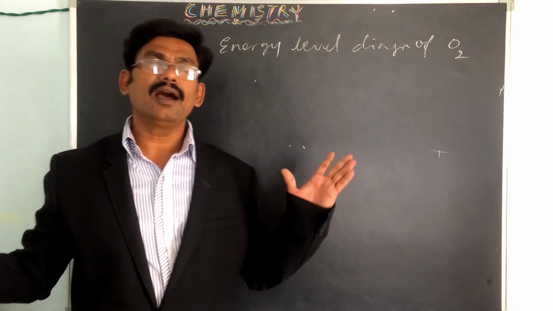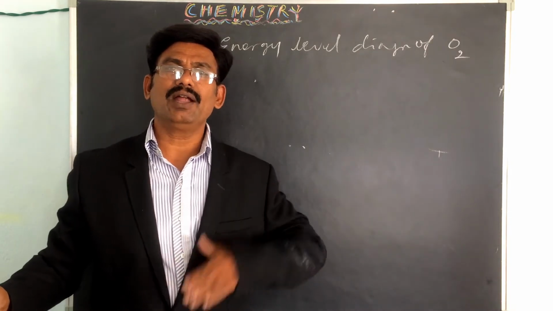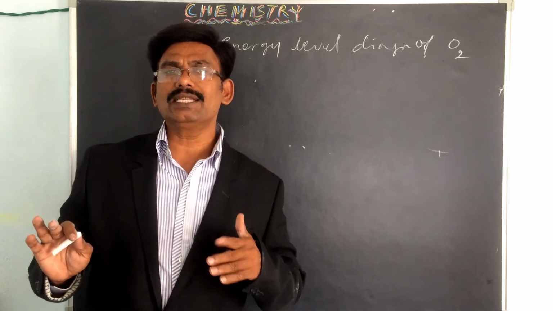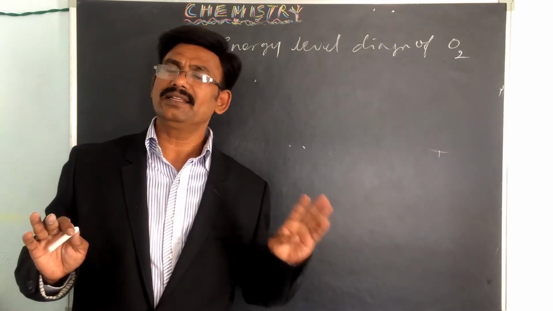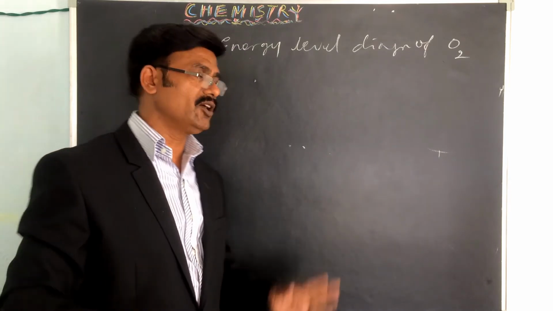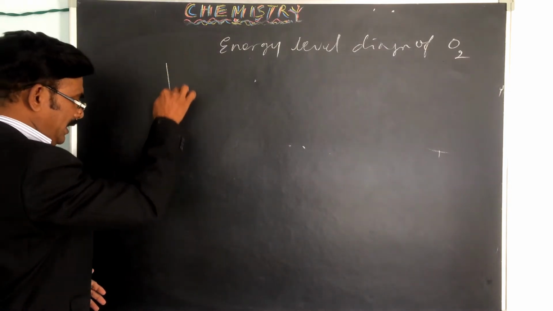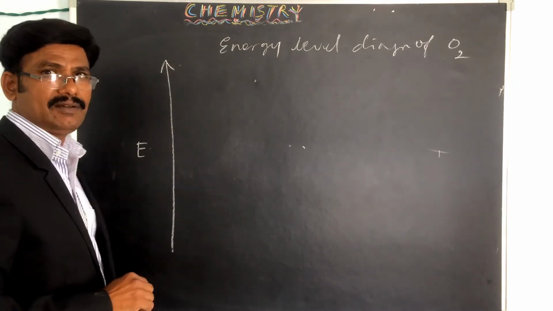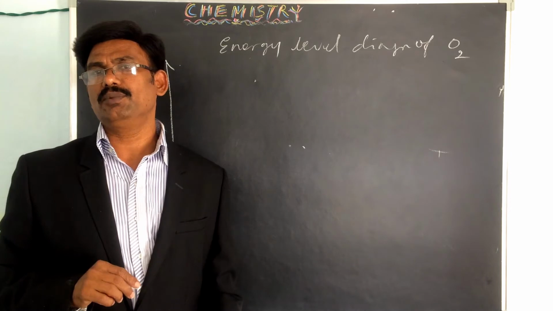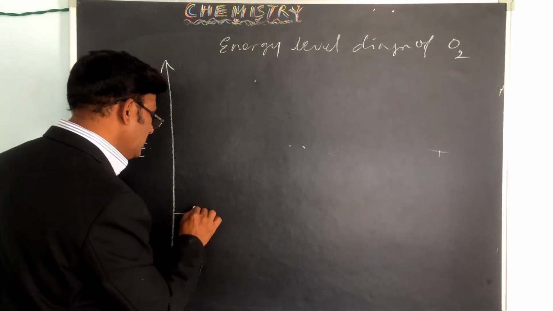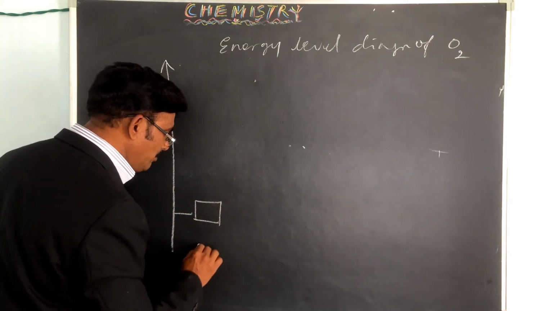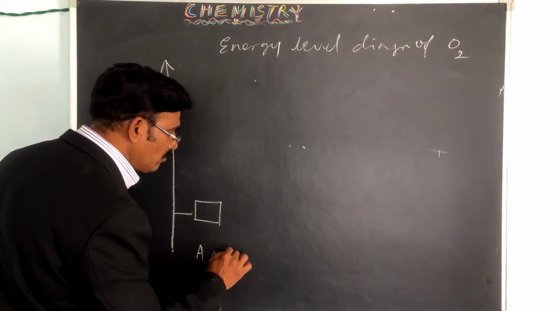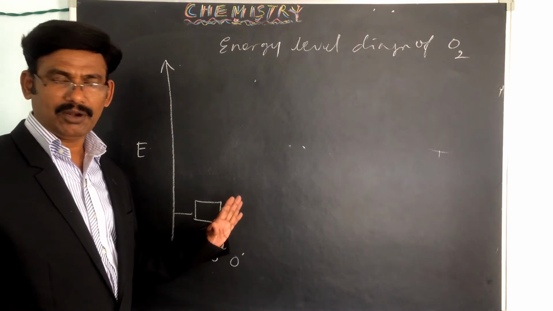We don't take the non-bonding electrons, only the 1s level we don't take. Just 2s and 2p. We know the 2s contains 2 electrons and 2p contains 4 electrons, like that in 2 atomic orbitals. So same thing, increasing the order. This is important, the energy level. Here this is one oxygen atomic orbital.